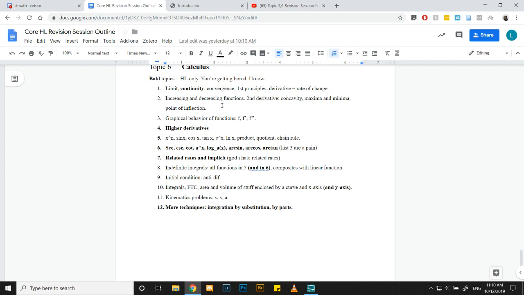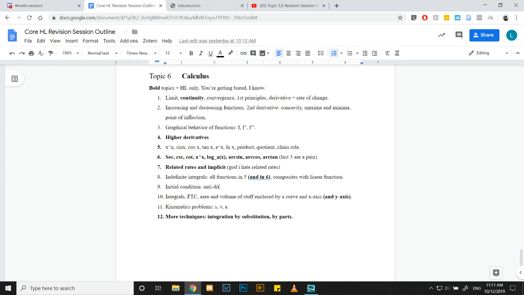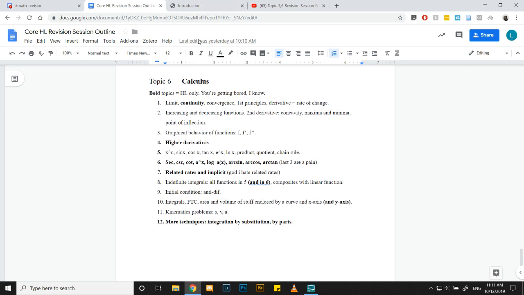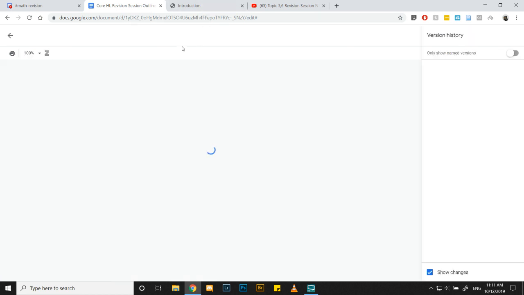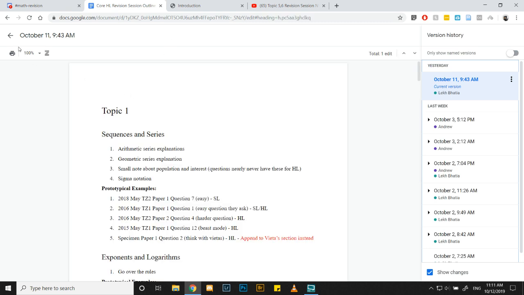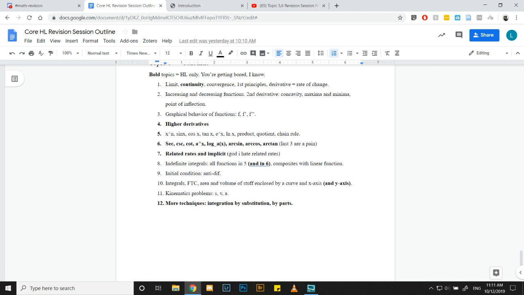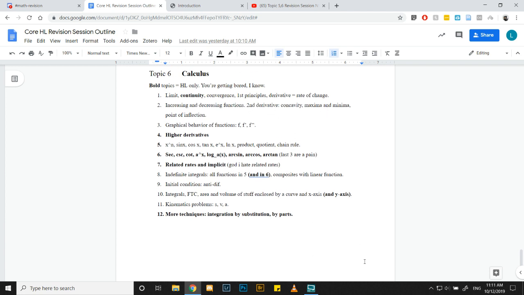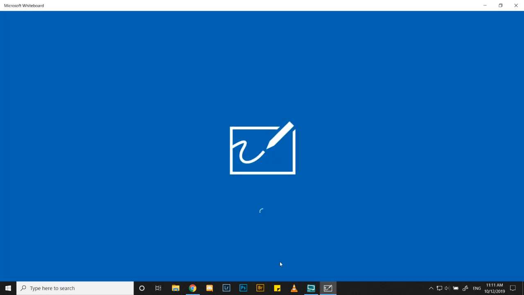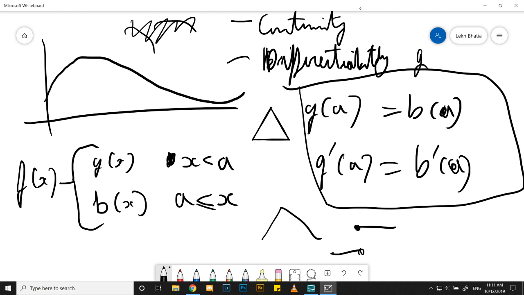So: increasing, decreasing functions, second derivative, concavity, maximum. As far as I know, I've only seen this stuff in SL questions, because they expect you to think it's actually quite easy. They expect you to know this stuff as if it's basic knowledge, and in some stages just completely ignore it after that. So first, let's look at increasing and decreasing functions, and how you would check if a function is always increasing or always decreasing.